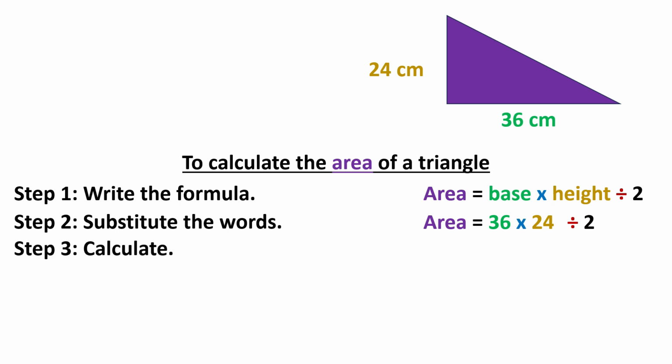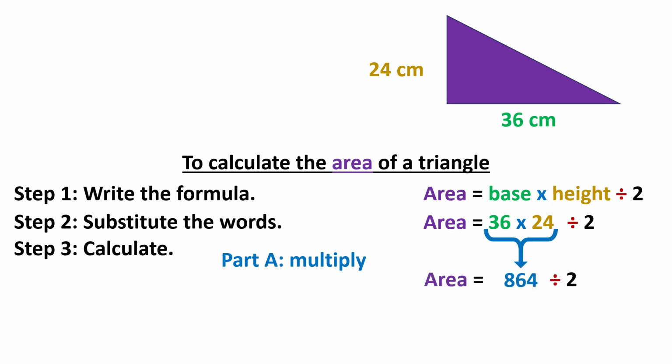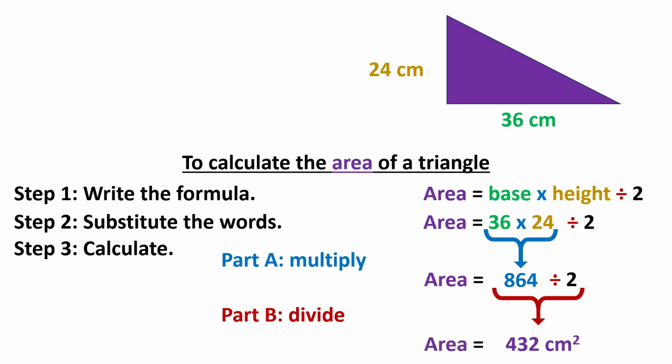Step 3. Calculate. We'll do this in 2 parts. Part A is to multiply. 36 times 24 equals 864. Part B is to divide. 864 divided by 2 equals 432. So the area of this triangle is 432 square centimeters.